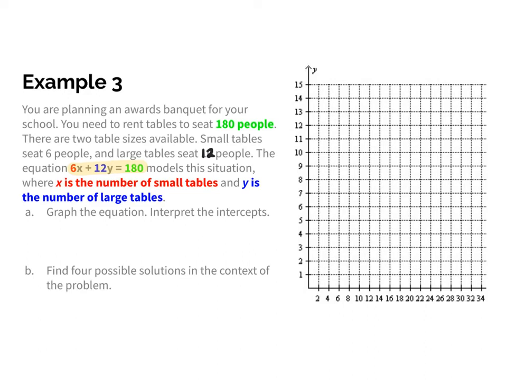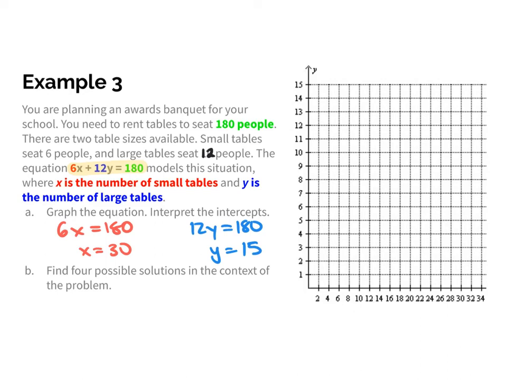My goal is to graph this equation similar to what we've been doing, by finding the intercepts. I'm going to think about my x-intercept as the value of x when y is 0, and the y-intercept as my value of y when x is 0. So in a simple way, to find my x-intercept, I take 6x and set it equal to 180. For my y-intercept, I take 12y and set it equal to 180, since when I plug in 0 for y or 0 for x, that term cancels out. Solving for each of these, I get 30 and 15.